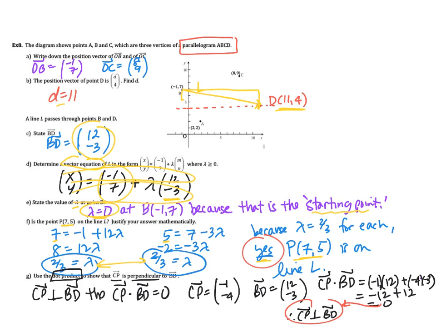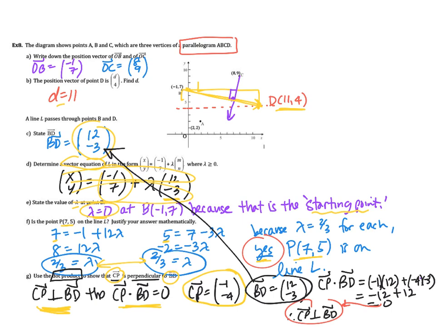And finally, use the dot product to show that vector CP is perpendicular to vector BD. I didn't put the P on here. The P is (7, 5), so it's here. So if I did this purple vector with the yellow vector up here, are they perpendicular? In order for those two vectors to be perpendicular, their dot product has to be equal to 0. So I had to find a vector for CP, and we already had the vector BD, and multiply them together for the dot product to see that yes, we got a 0, therefore yes, they are perpendicular to each other.